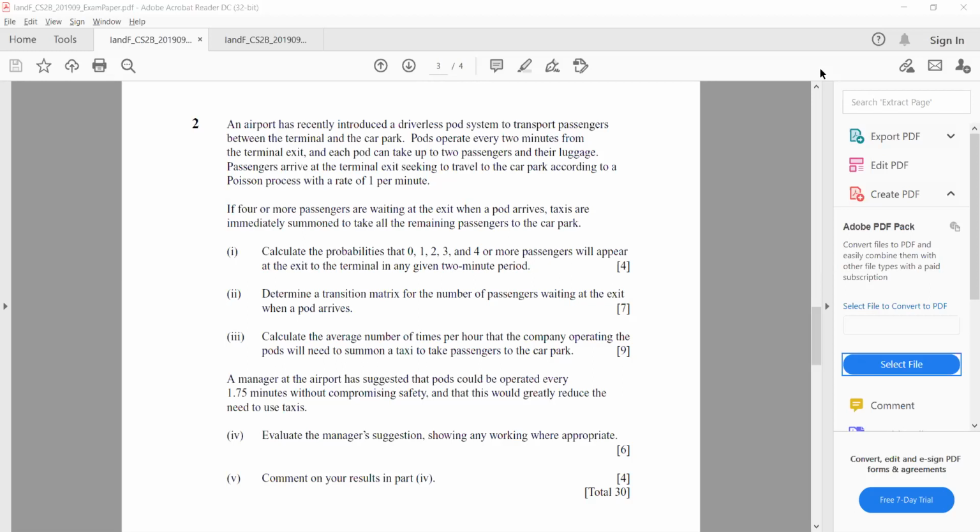And then further, we have been given that if four or more passengers are waiting at the exit when a pod arrives, this is extremely important. This particular part: if four or more passengers are waiting at the exit when a pod arrives, taxis are immediately summoned to take all the remaining passengers to the car park. Why I'm emphasizing this particular term, when a pod arrives, is because this will help us in part two to model what the state space would be and how exactly this modeling is going to work.